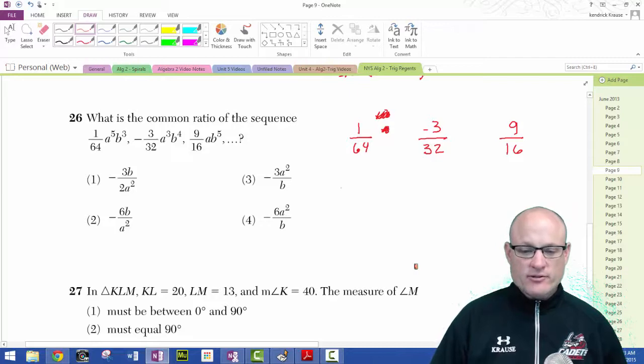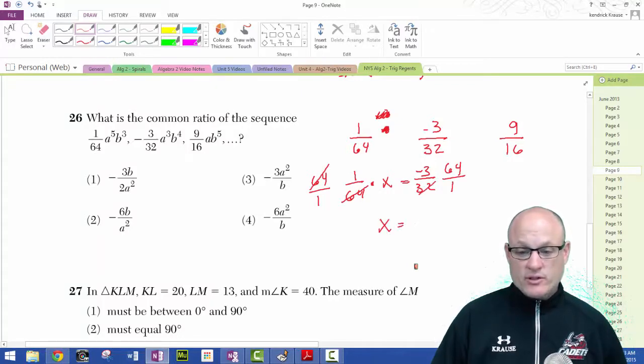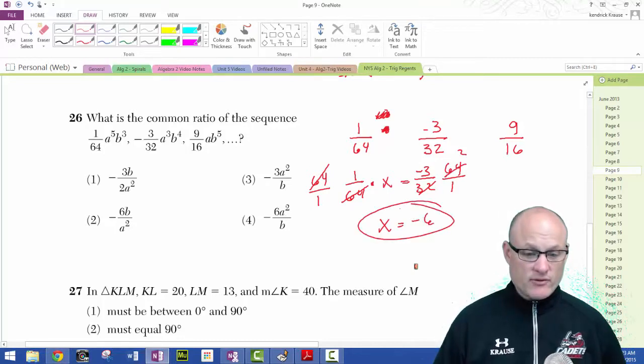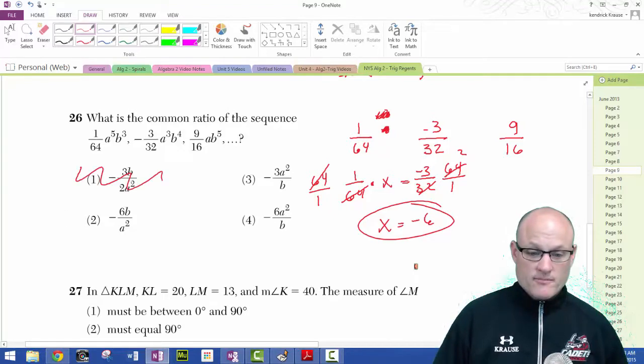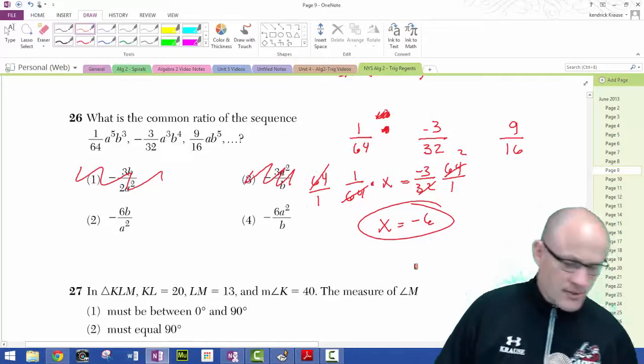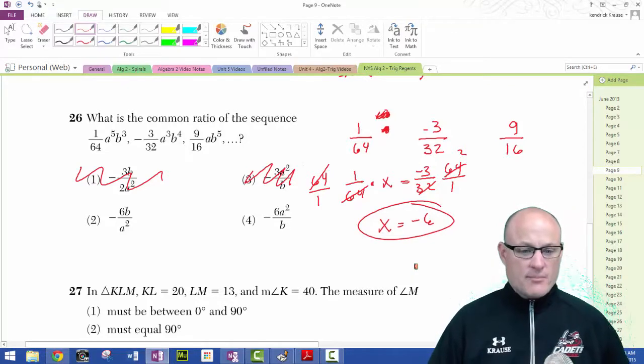So here's what you got to do. You got to figure out 1/64 times some value is going to equal negative 3 over 32. Well, in order to do this, we're just going to multiply by the reciprocal. 64 over 1, 64 over 1. Goodbye. I get x equals, this goes in here twice, negative 6. So negative 6 is going to be part of my answer. So I know it's not choice 1 or choice 3. All right, so I took care of that part.